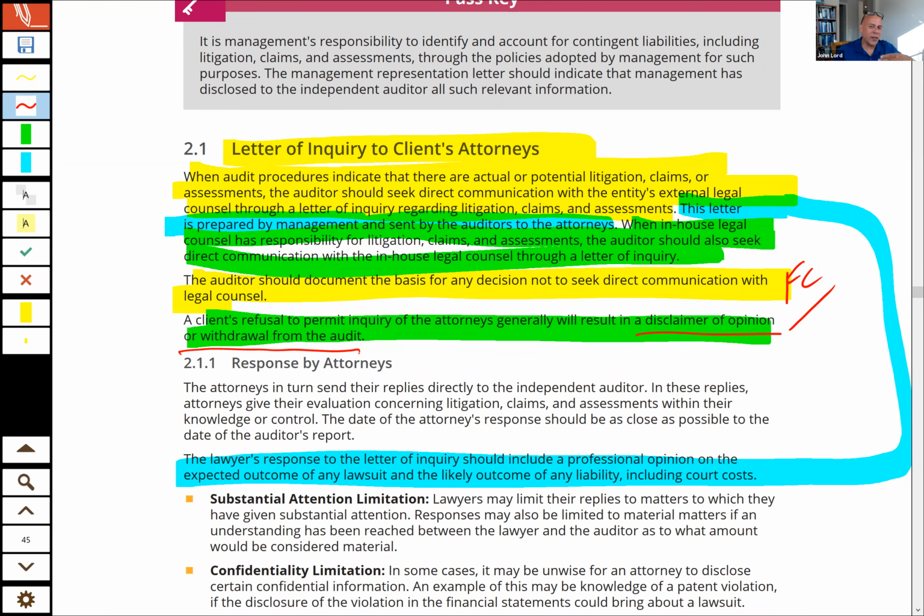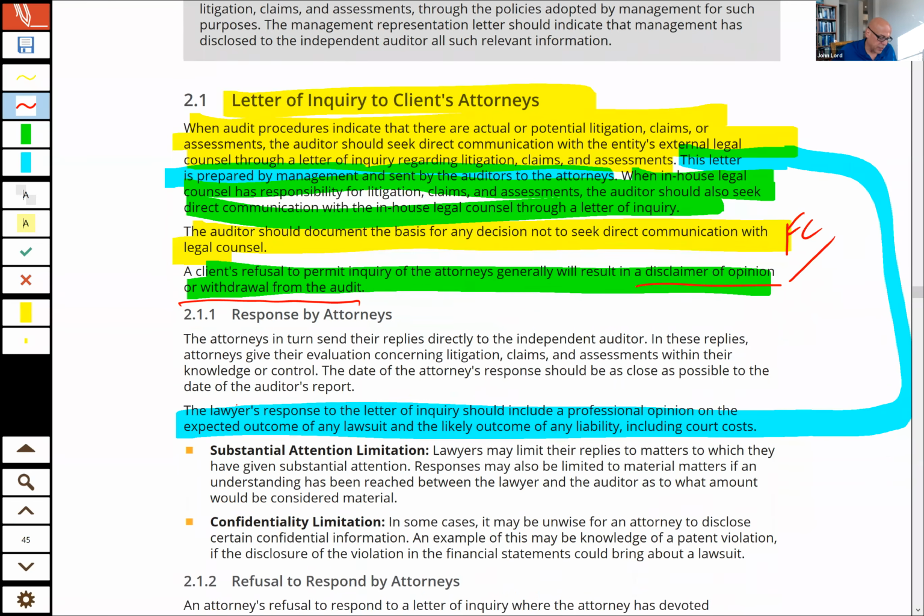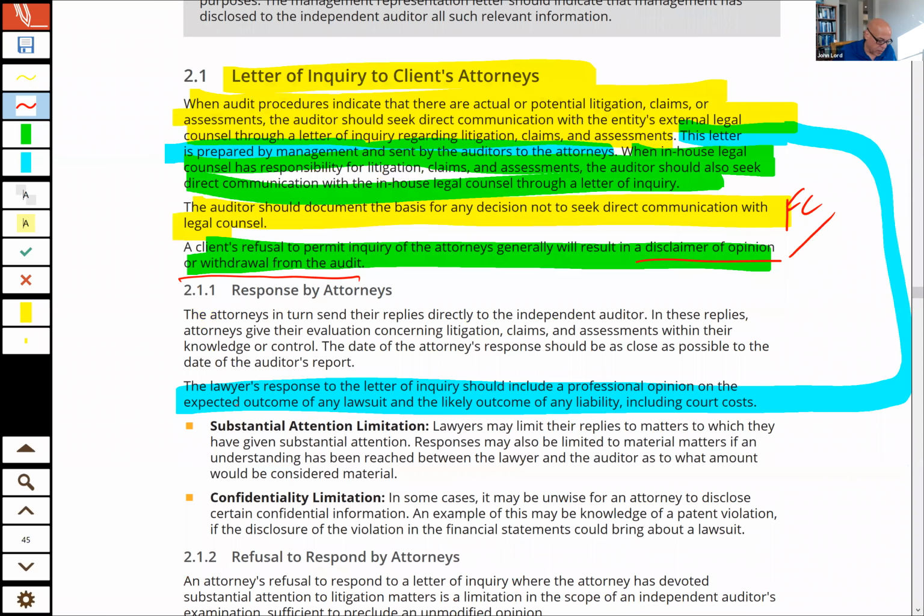So you see how the standards are written in a manner that's what? Moving you closer and closer to what they really want you to do. They always leave a little wiggle room because there could be some weird situation where you're not going to want to inquire of the attorney, but that's very rare. And so they run you towards the prospect of sending the letter. Okay, good. And again, the attorneys send their reply directly to the independent auditor.